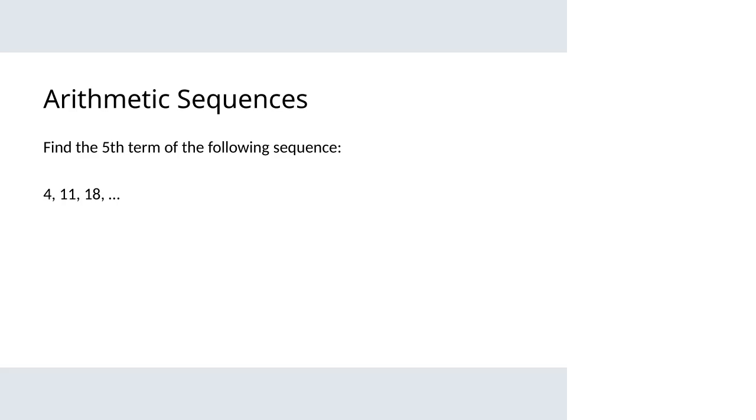So first we have to go, all right, what is this? It went up by 7, it went up by 7. So it's going to go up by 7 every time. So I'll add 7 and have 25. I'll add 7 more and have 32. And that's the 1, 2, 3, 4. That's the 5th term. That's it. It's an arithmetic sequence because it went up by the same amount each time. And here we were just asked to find the 5th term.